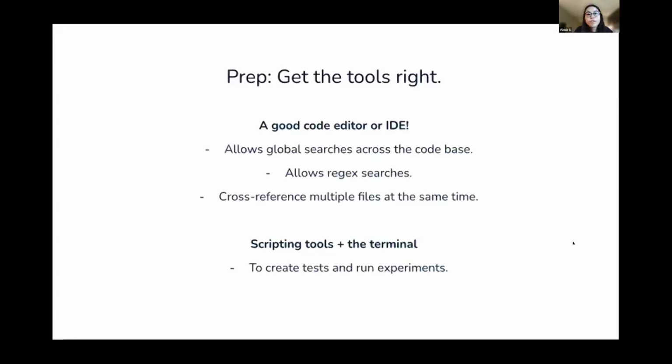And third of all, you want to be able to cross-reference multiple files at the same time. Because a lot of the time when you're trying to confirm that a vulnerability actually exists, you'll need to cross-reference several occurrences of the same functionality, or you'll want to see where the data is going, where the code is going. So you'll need to open several different files at the same time, and that really makes things easier for you.